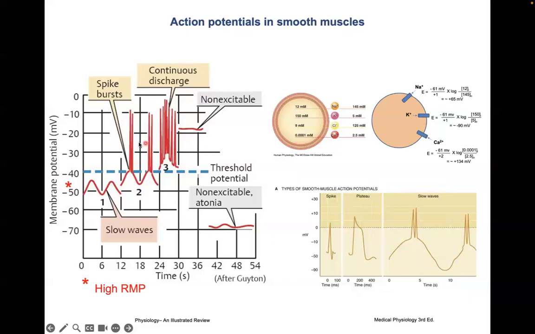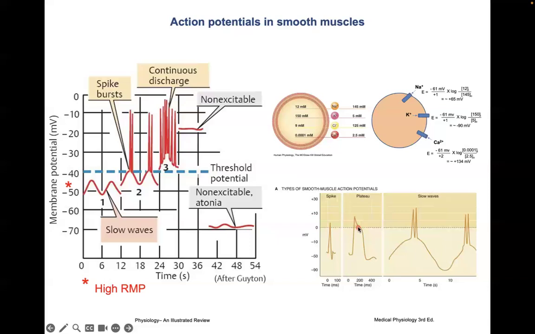This is not the only pattern that we have for action potentials in smooth muscles. We also have this type. This type of action potential, as you can see here, is much longer. These cells require a much longer time for contraction. We have depolarization, and then we have about 200 milliseconds or even longer.